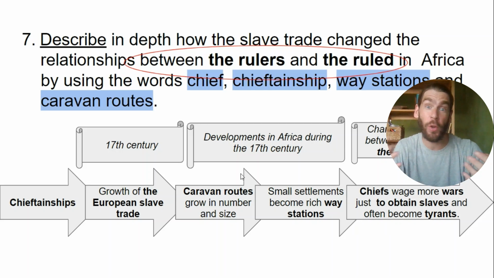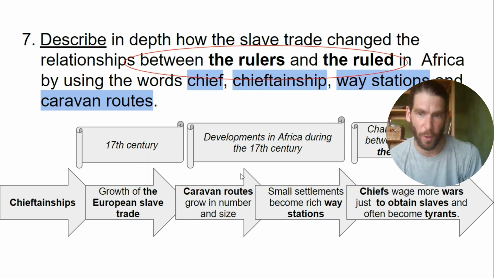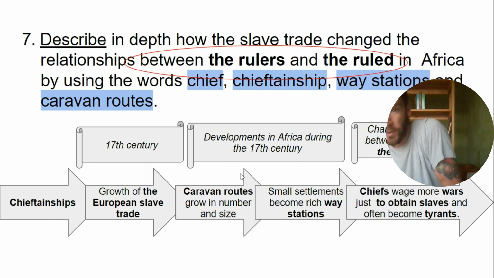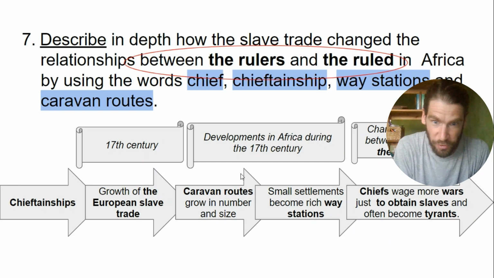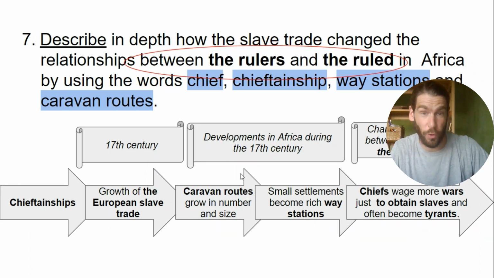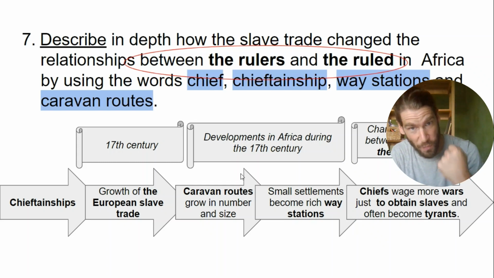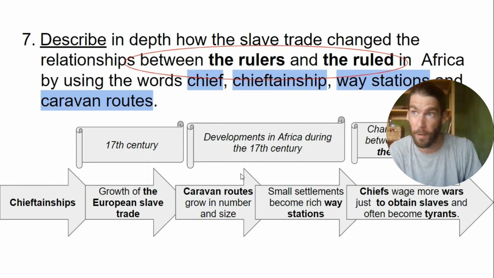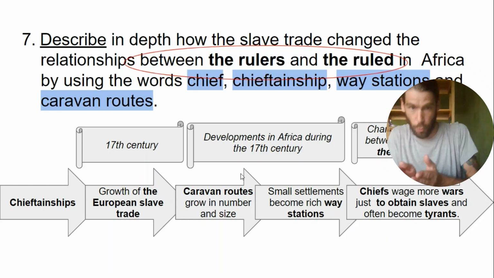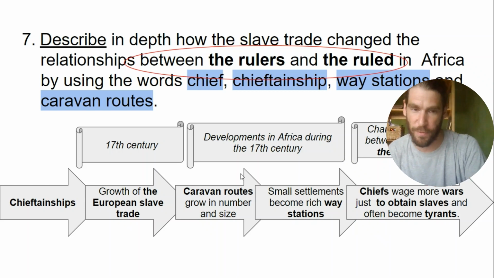Yeah. This is another way of explaining the answer to my question, and it shows how the one led to the other. The chieftainships, growth of the European slave trade, the caravan routes grow in number and size. These small settlements become bigger and bigger and richer. And this makes the chiefs become tyrants ruling by fear and oppression. Not always, but this is a tendency in West Africa. And these are the changing relationships between the rulers and the ruled in Africa.